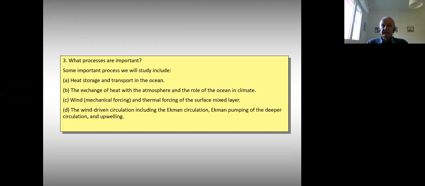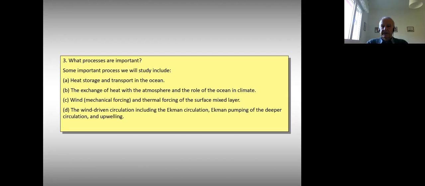And then the third thing is what processes are important. Some important processes we will study include heat storage and transport in the ocean. That's an important thing. We will be analyzing the heat equation. We'll be talking about the exchange of heat with the atmosphere and the role of the ocean in the climate. Only in the last 50 years or so has the role of the ocean in climate been appreciated much more, and so this has to be addressed in a very careful way.